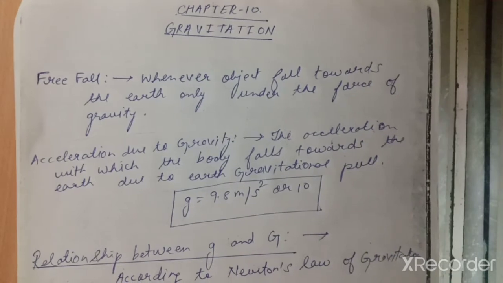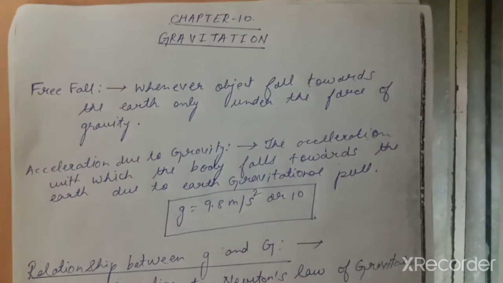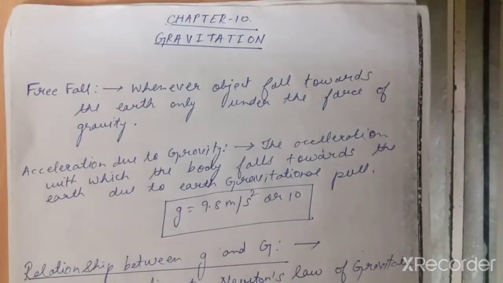Previously, we have studied Newton's law of gravitation. What was the statement of Newton's law of gravitation? Every object in this universe attracts another object with some force, which is directly proportional to the product of their masses and inversely proportional to the square of their distance.